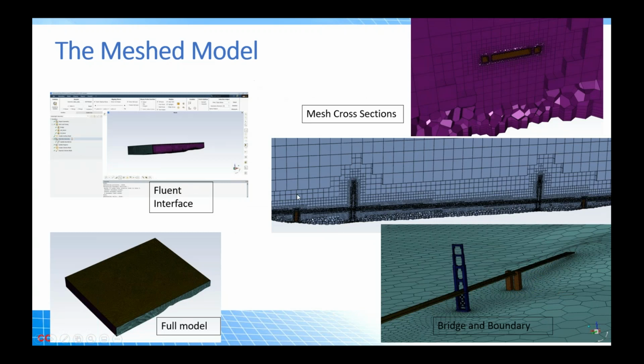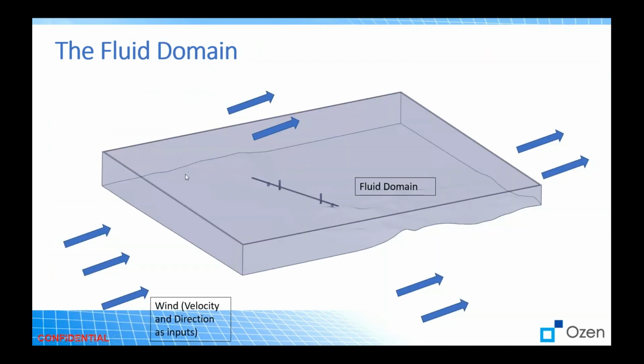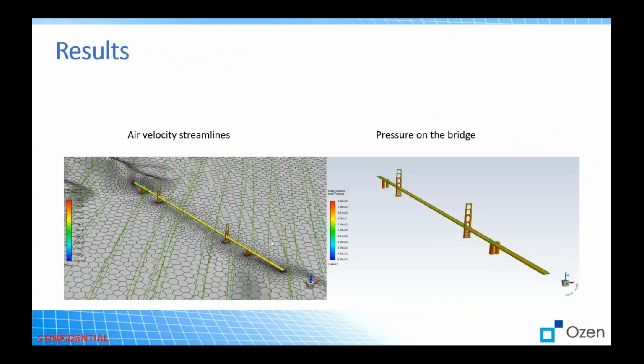A close look at the mesh. Nothing much to emphasize, but you can see on the bridge boundaries, the mesh is getting denser at the cross sections. And the full model would look like this. As I said, the wind will propagate in this fluid domain, and what we take as input is the velocity and the direction of the wind.